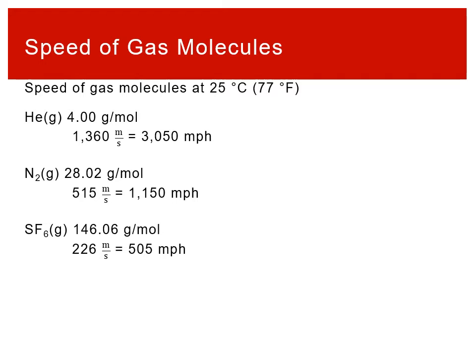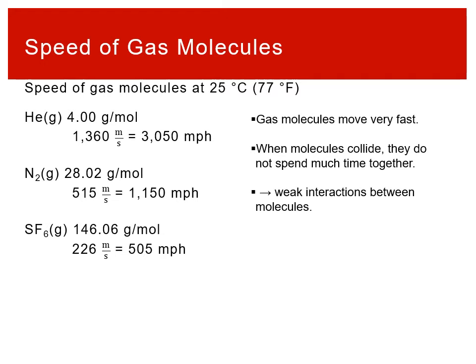So at room temperature, 25 degrees Celsius, that's 77 Fahrenheit. Helium gas, when we say it has a low mass, we can measure that using the molar mass. So helium's speed is just over 1,000 meters per second. It's the same as 3,000 miles per hour. Nitrogen gas is going just over 1,000 miles an hour. Sulfur hexafluoride, so this would be pretty heavy as far as gas molecules go, is at about 500 miles per hour.